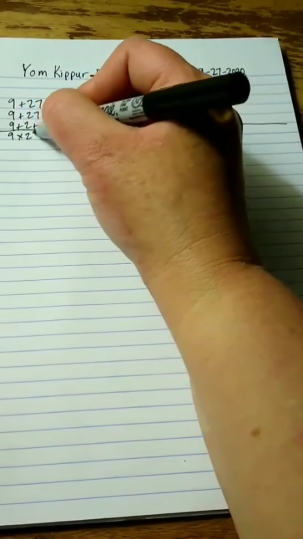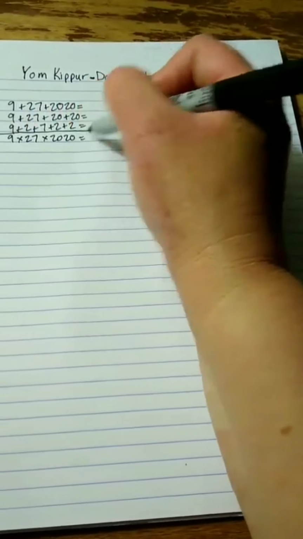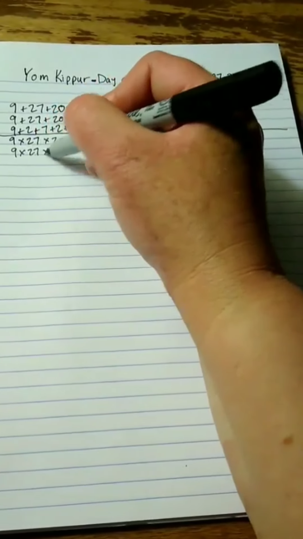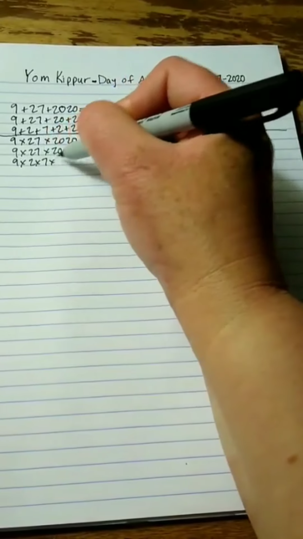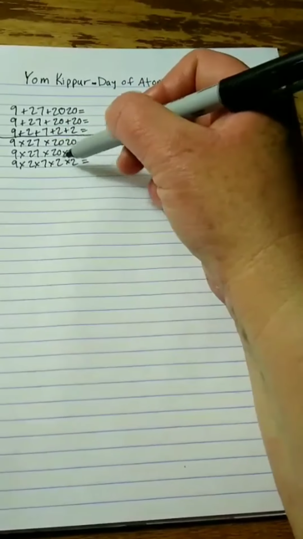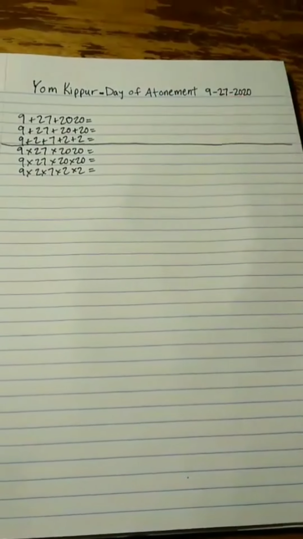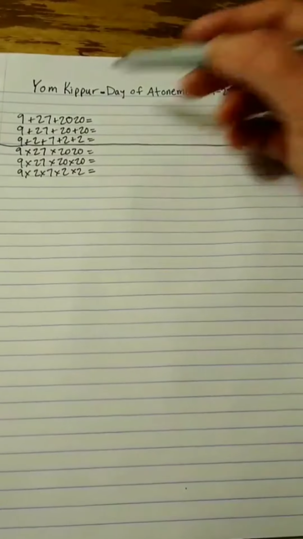So 9 times 27 times 2020 equals, 9 times 27 times 20 times 20 equals, and 9 times 2 times 7 times 2 times 2. If you remember, anything times 0 is 0, so you don't want to do that. Anyway, all right, so I already pre-did it, but I'm just showing you this way.